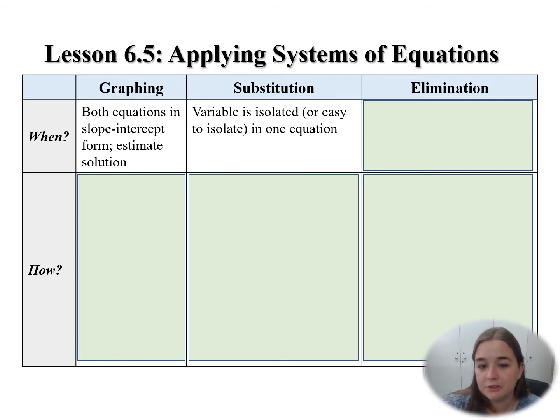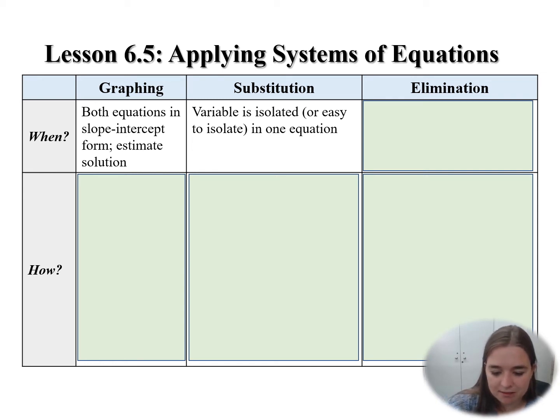However, substitution is going to be a way to go if we have them both in slope-intercept form, which we'll talk about in a minute, or we have one variable isolated or easy to isolate in an equation. So that might be something like one equation in slope-intercept form and one in standard form, or we have x equals an expression and the other equation is in any form. Or if we have two in slope-intercept form.